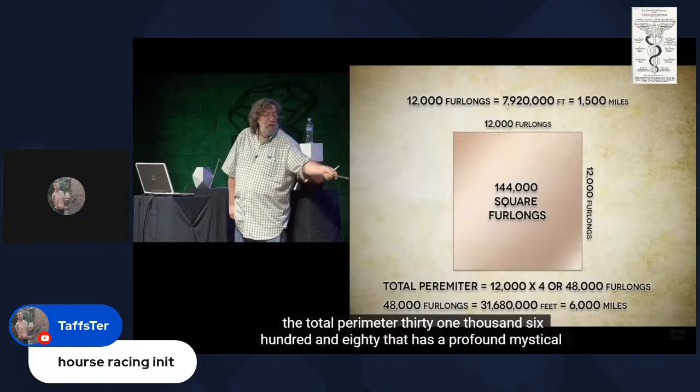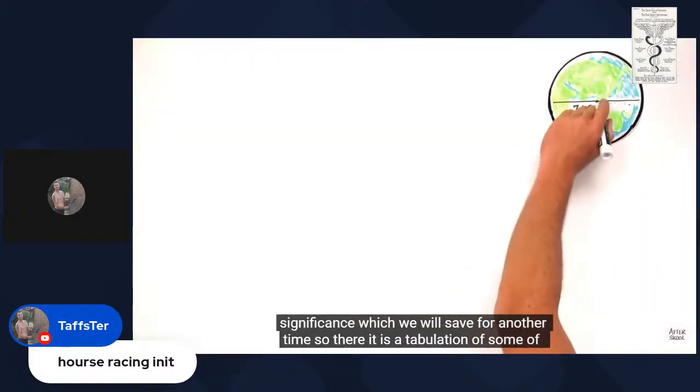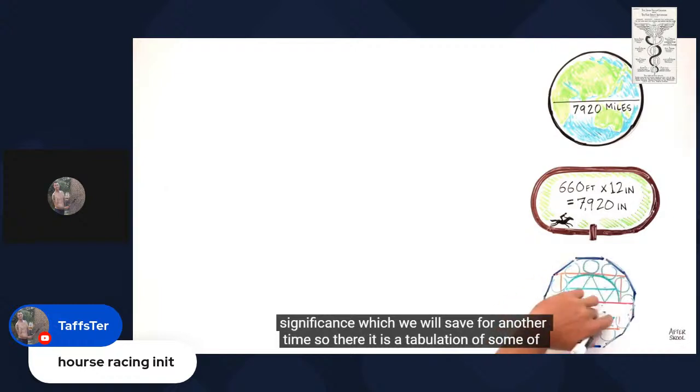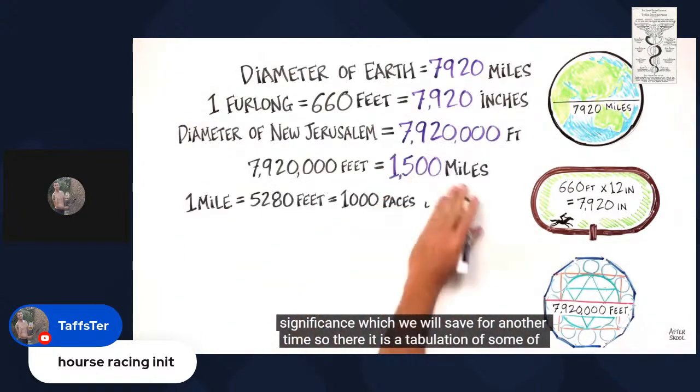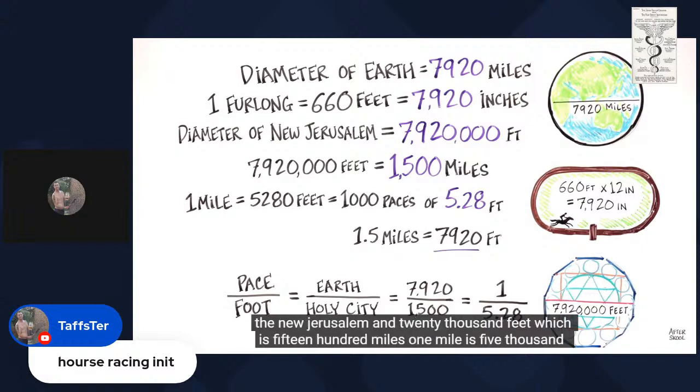The total perimeter, 31,680. That has a profound mystical significance, which we will save for another time. So there it is, a tabulation of some of the stuff we've covered. The diameter of the earth at 7920. 1 furlong, 7920 inches. The diameter of the New Jerusalem, 7,920,000 feet, which is 1,500 miles.